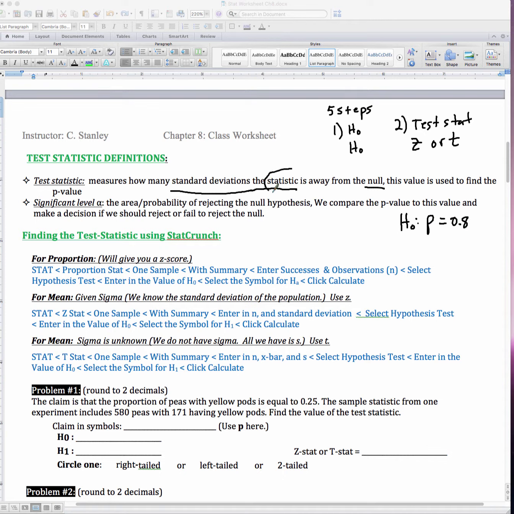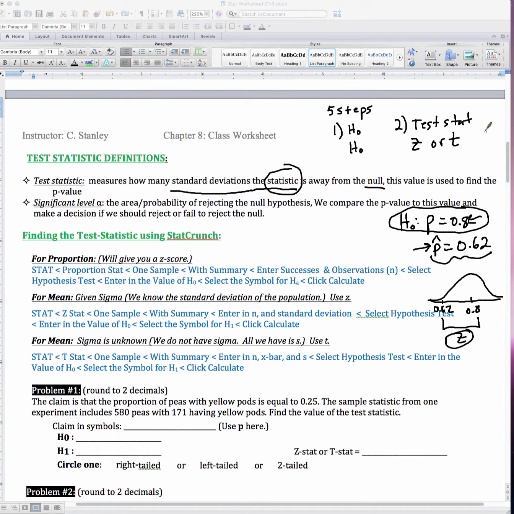But the statistic is what I did when I took the shots. So I got a p hat of 0.62. This is what I actually did. This is what I said. This is the baseline assumption that the test assumes is true. And this is what I did. So on a graph, it would look like this. Here's 0.8. This is 0.62. So in this case, it would be a z-score. So this is the test statistic, and StatCrunch is going to find that for us.